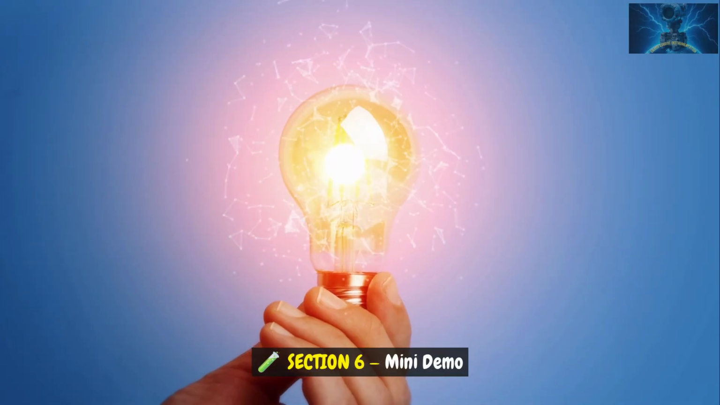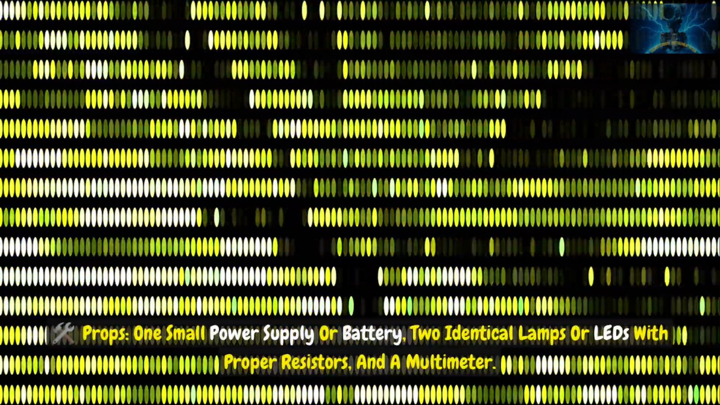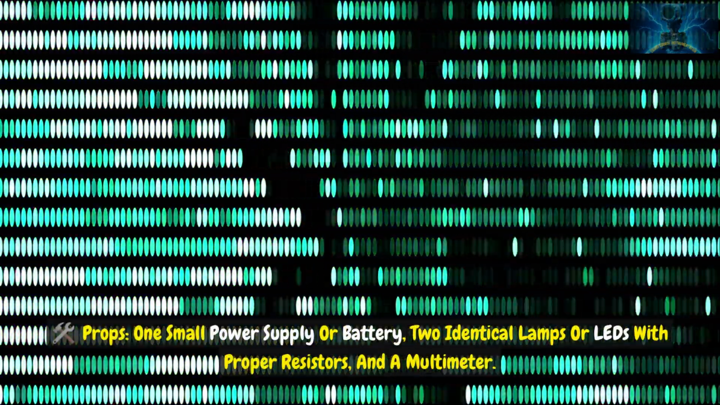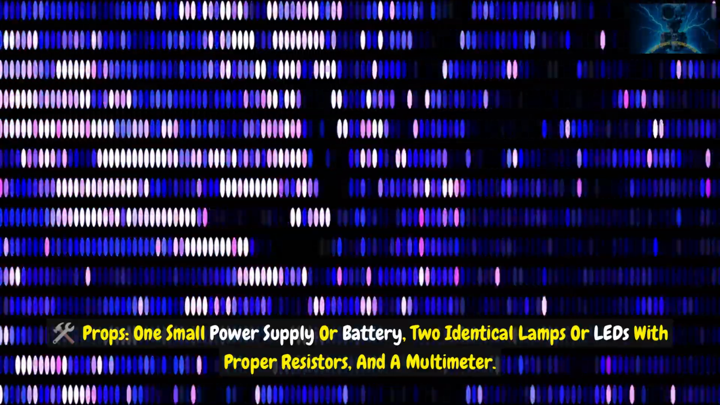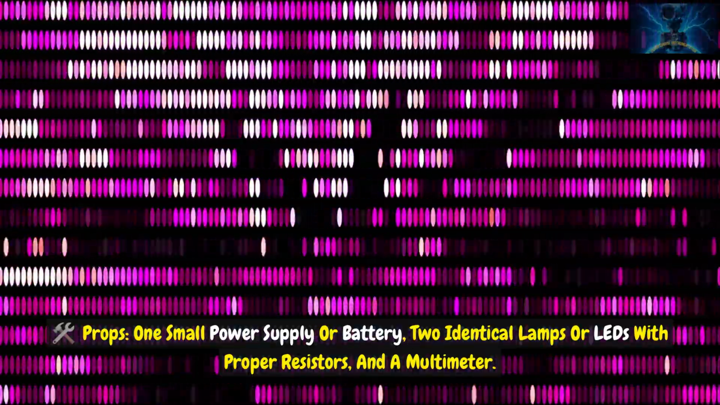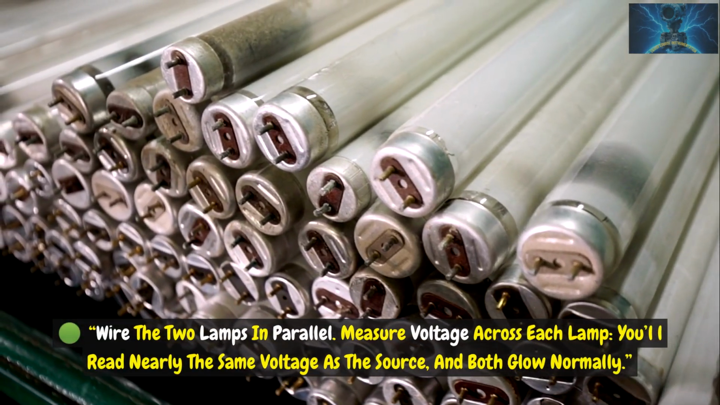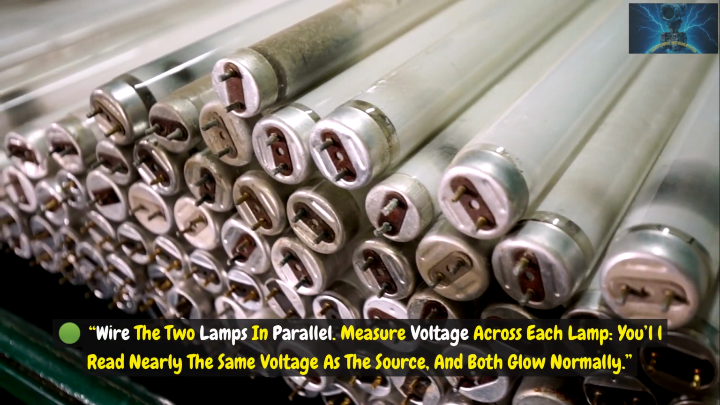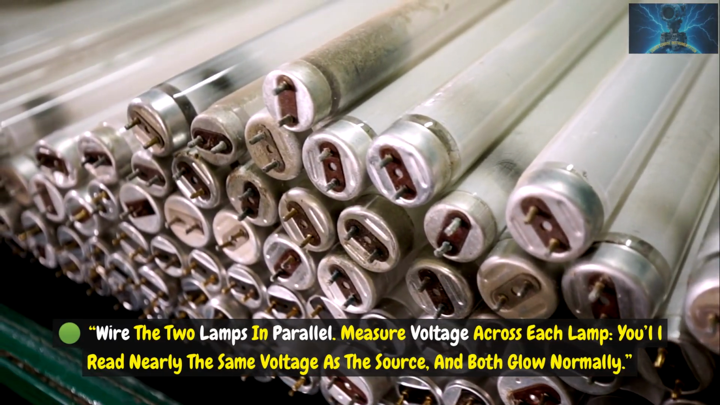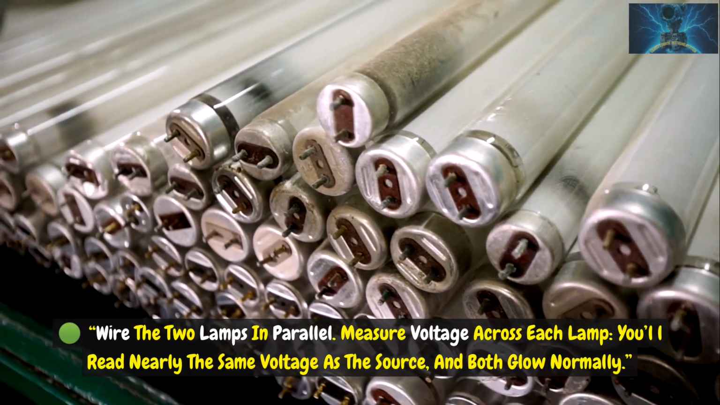Section 6. Mini demo props. 1 small power supply or battery, 2 identical lamps or LEDs with proper resistors, and a multimeter. Steps. Wire the 2 lamps in parallel. Measure voltage across each lamp. You'll read nearly the same voltage as the source, and both glow normally.